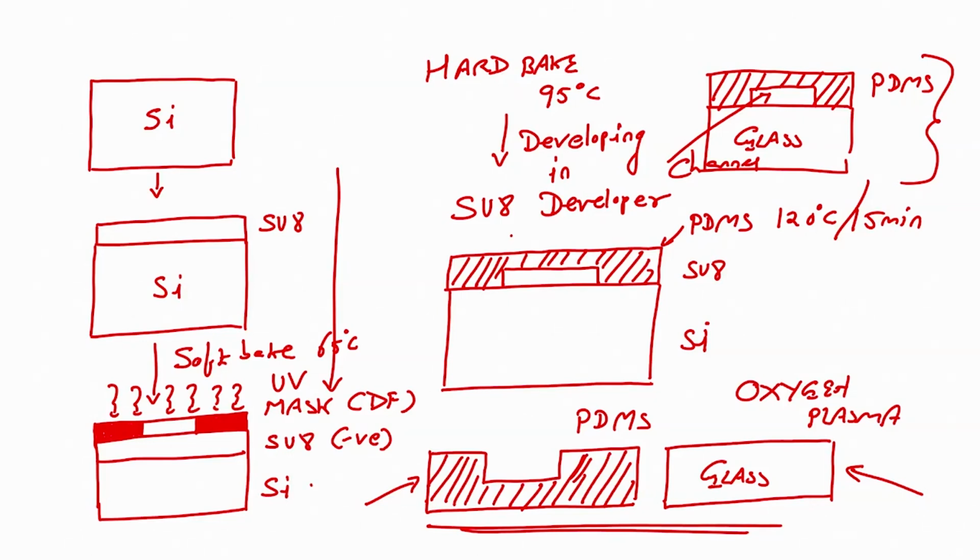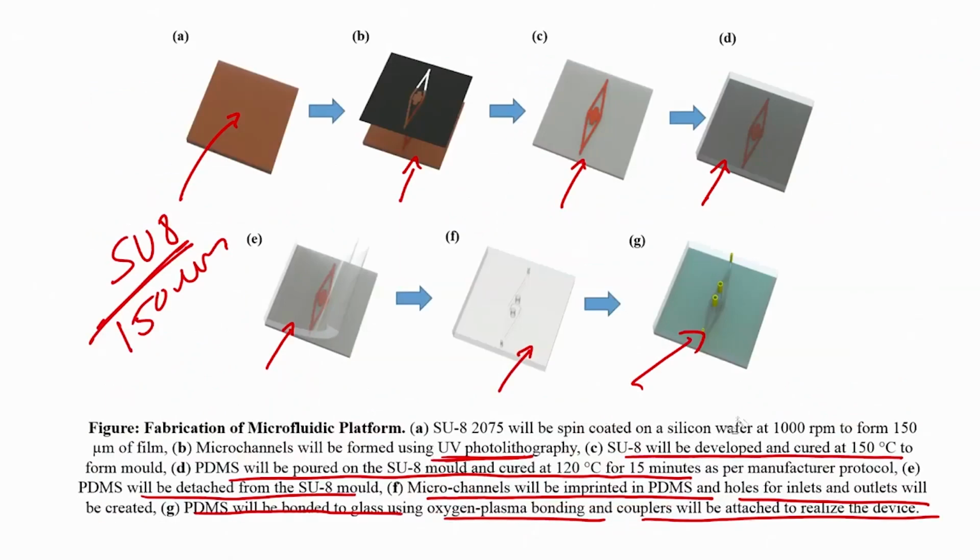So, now if you want to see, you can see here once again what you are looking at. You are looking at SU8, right, spin coated on silicon. Then we perform photolithography to form channels on silicon, to form the pattern of SU8 on silicon. Then we cure the SU8, then after curing the SU8 we get the mold, which is right over here. This is our mold, right.